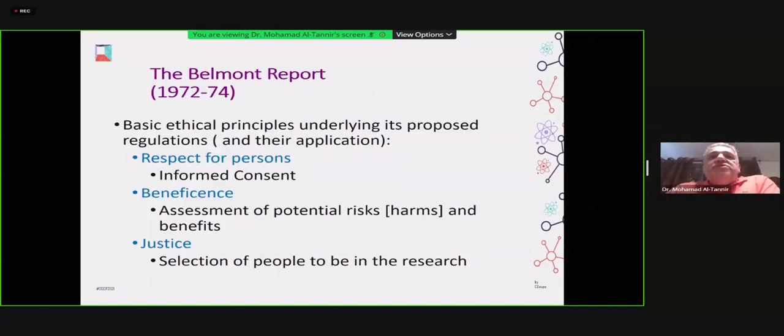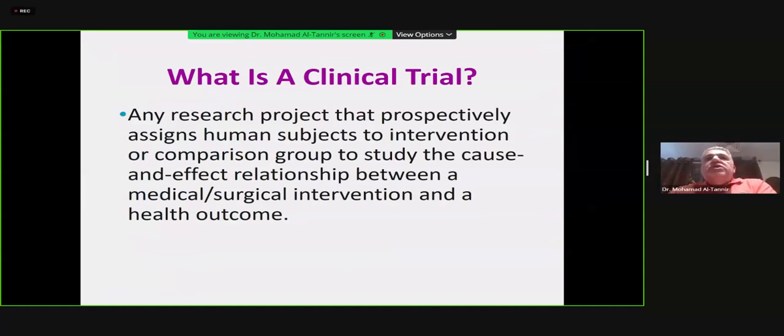The Belmont report has three main pillars: respect for persons, which is justified by obtaining informed consent from each participant; beneficence, by assessment of potential risks and benefits; and justice, by equal selection of people to be in the research. So respect for persons, beneficence, and justice are three important issues to always take care of and consider whenever we want to approve a proposal to be conducted.